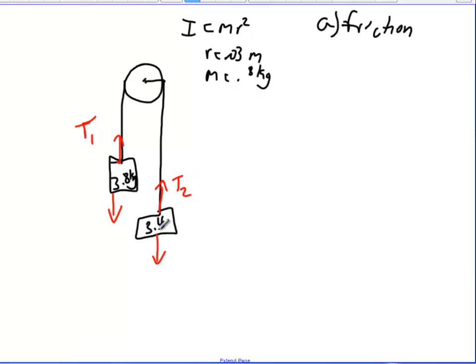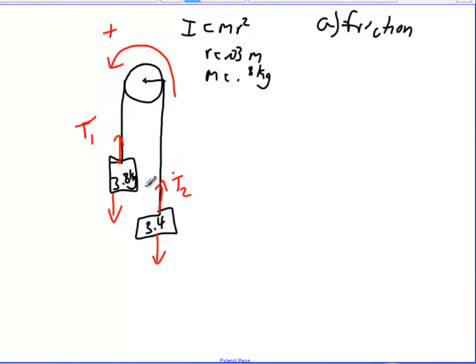Now, the question we have to ask ourselves is, which way is this thing going to go? Well, this mass is heavier, so this down force here is greater than this down force here, so the whole thing is going to accelerate like this. I'm going to give that the positive direction. That means anything moving in this counterclockwise direction is positive, and that's going to be important. It's always important to get your frame of reference and your directions established.